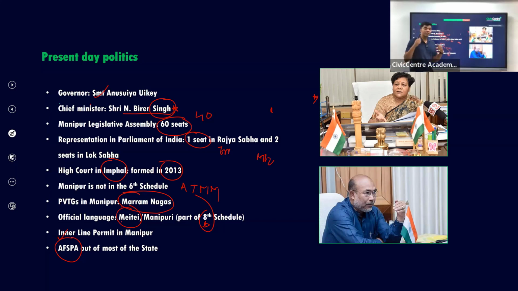We are not getting an official document telling that it is not there in any part of the state of Manipur. That we are not getting. But in 2022, it was repealed from most parts of the state. Okay. So that is the present day politics. So what you need for the exam is there.